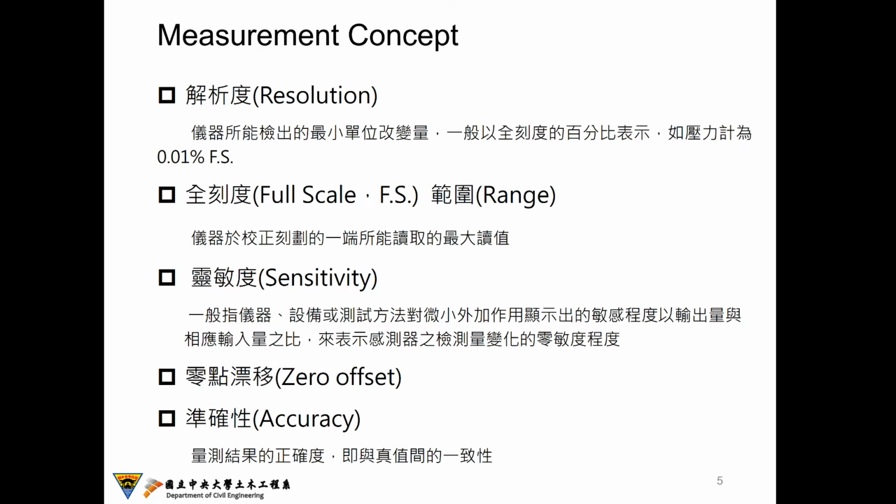However, if you are trying to have a much higher resolution, for example to measure 1 centimeter variation, that means we need 0.01% of the FS. Of course, maybe we have some sensors like this, but they will be much more expensive, beyond your budget. So we will discuss resolution, accuracy, and also the budget, trying to find the balance for the monitoring.